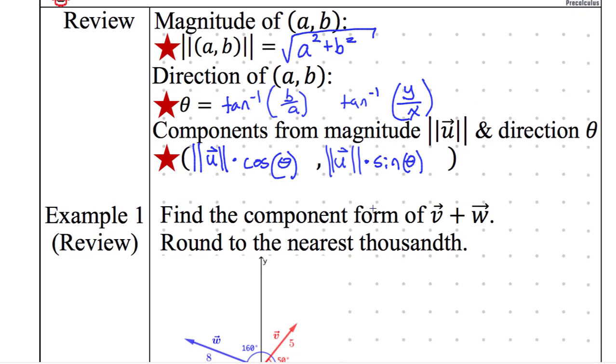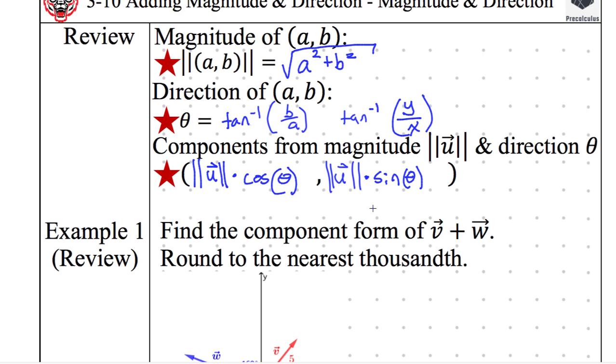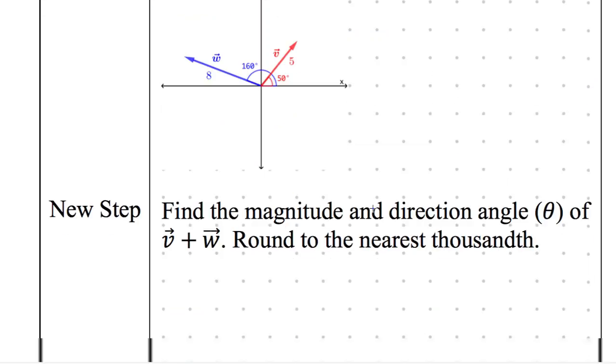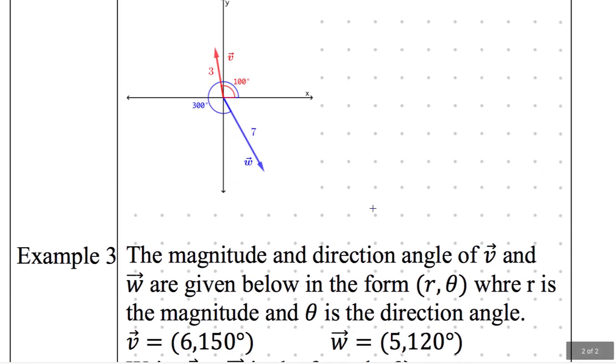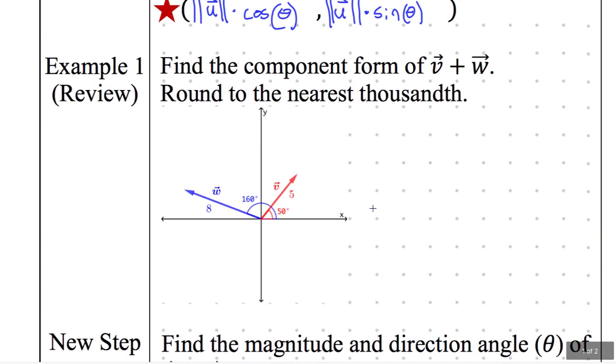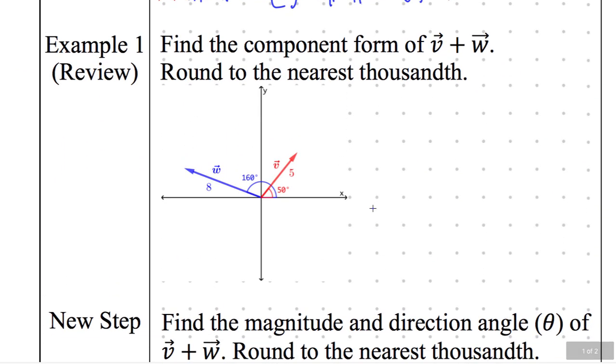All right. So example 1, this is a review from yesterday. But I'm going to add on one more step at the very end to just show you that last additional step. Then we'll do one more example. Actually, 2 more examples, depending on how many we need to do. We don't have to do all the notes. All right, so here is your problem. Find the component form of V plus W. Vector V plus vector W. Round to the nearest thousandth. We can only add when they're in component form, but it gave us polar form. So we need to convert this polar form into component form.